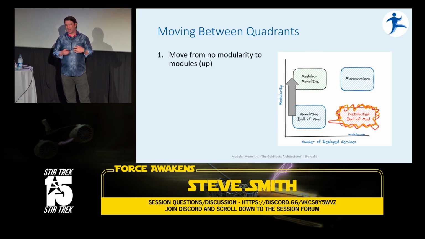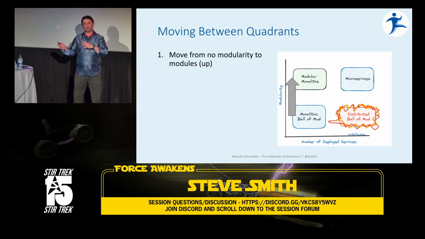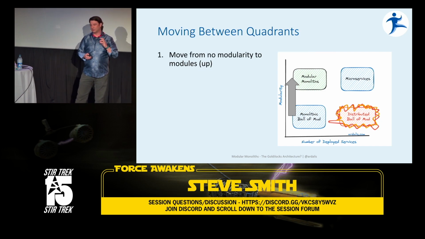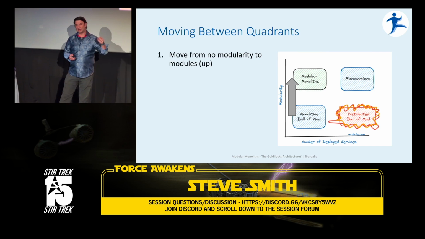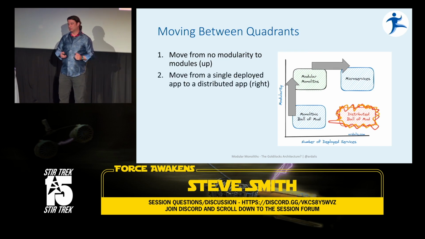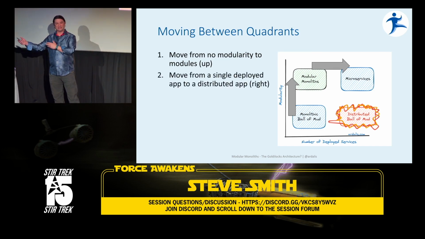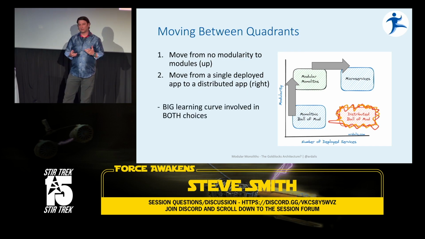And so I'm suggesting that you don't necessarily want to move in two directions on this graph at once, right? You can move from no modularity to having modules with one step, and then move to having microservices on an as-needed basis as a second step, if you need to. There's a big learning curve in both of those, right? If you go from just a monolith to a modular monolith, you have to learn how to do that and what's involved and how your code's going to work and run and communicate.